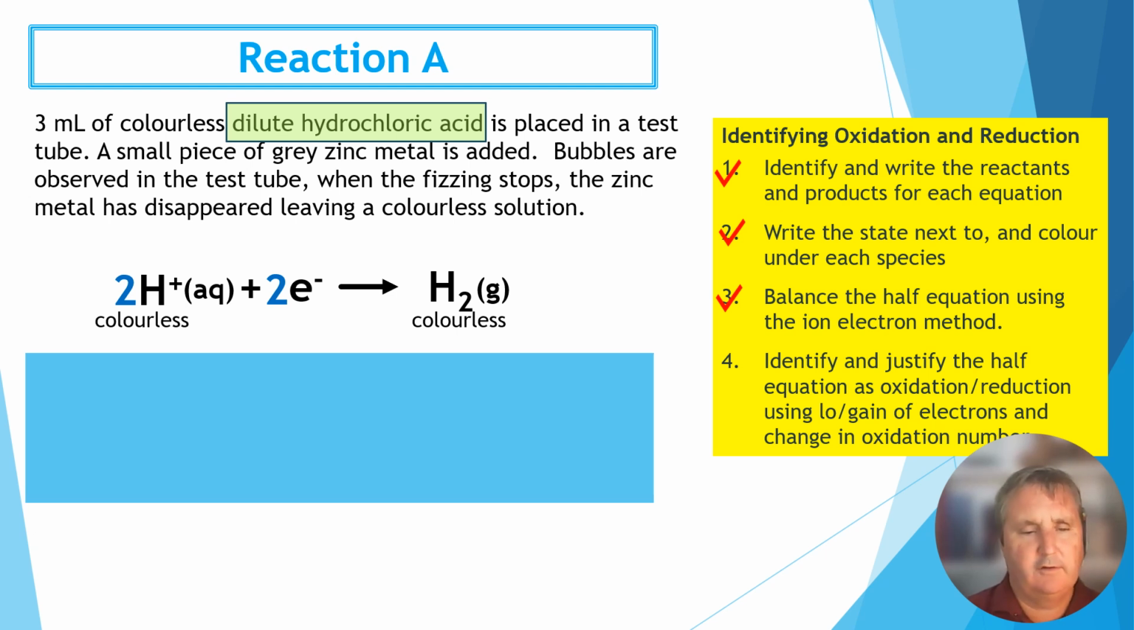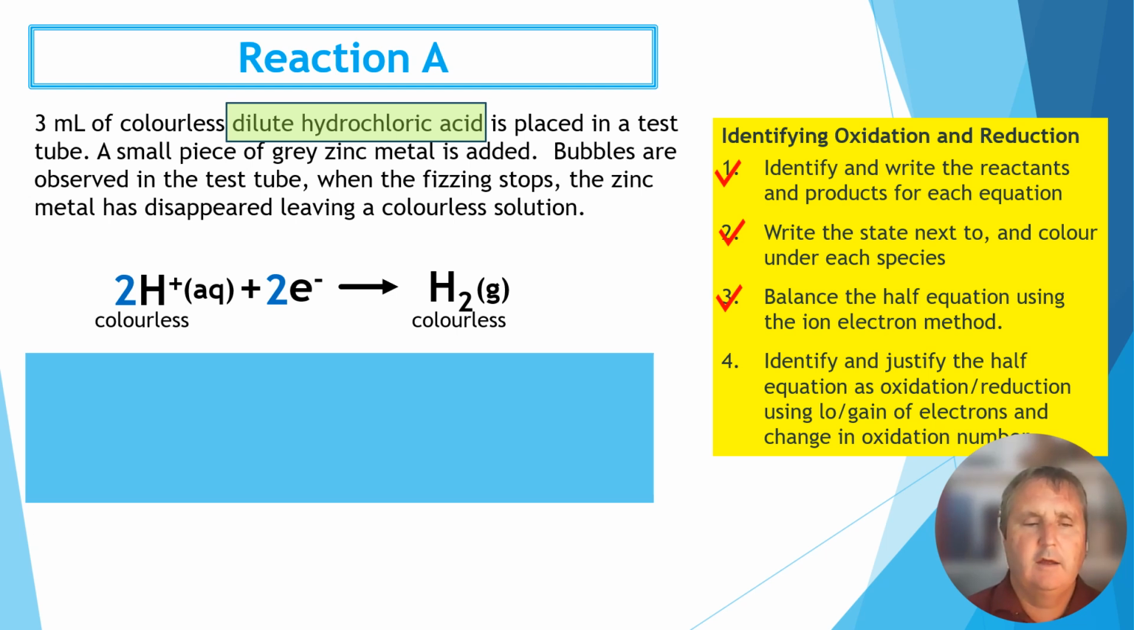The next thing we're going to do is identify whether this half equation is an oxidation equation or a reduction equation. When we write this, we're going to write in terms of the reactant on the left hand side. This is the H+, and we need to identify, are the electrons being gained or lost? If the electrons are added to the left hand side, they're being gained. We need to remember that when we gain electrons, it's reduction; lose electrons, it's oxidation.